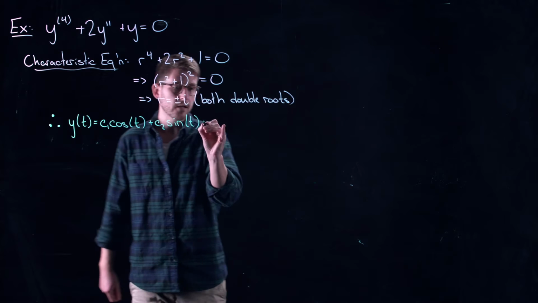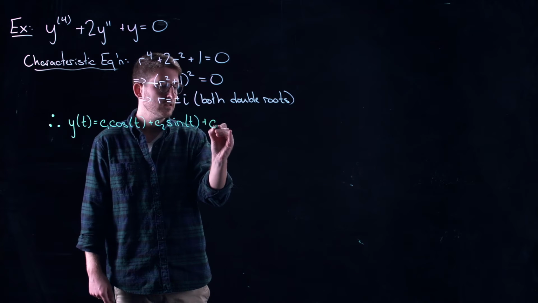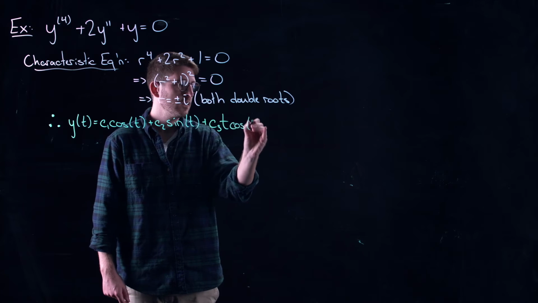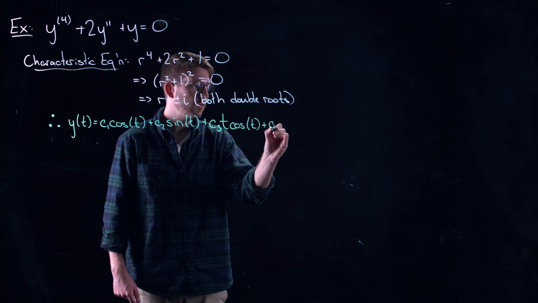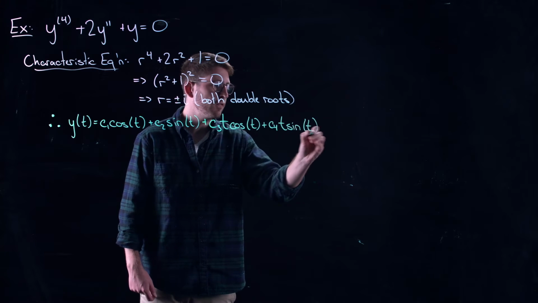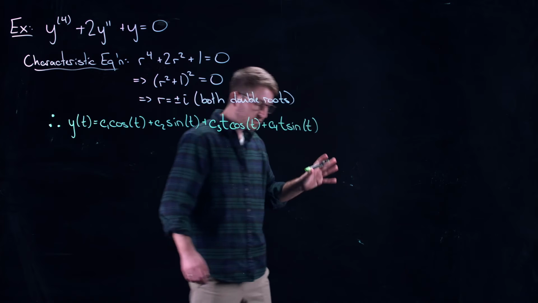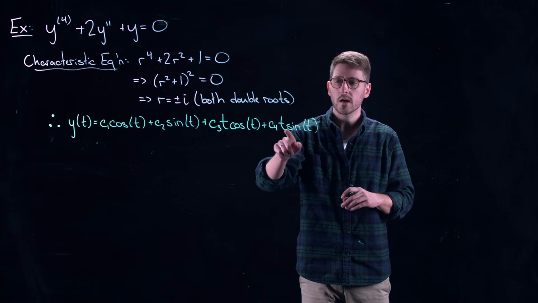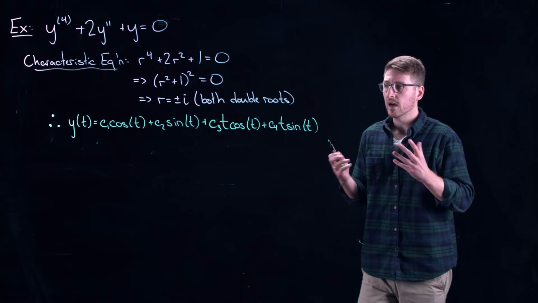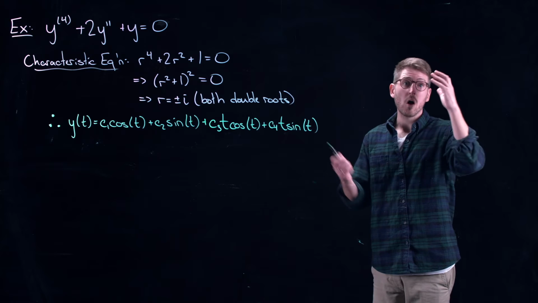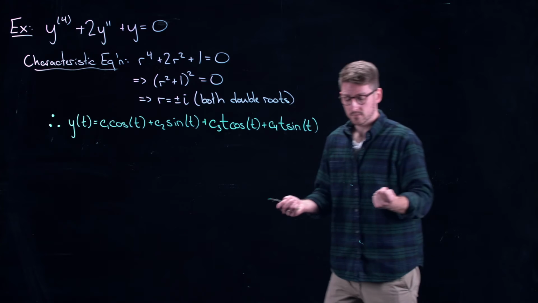I'm going to go ahead and use some intuition. C3 t cos of t plus C4 t sine of t, right? And that's just coming from the fact that we have repeated or double roots at plus or minus i. One of them leads to a t in front of the cosine. One of them leads to a t in front of the sine. This is just like what we saw with the resonances before. It's all the same type of ideas.